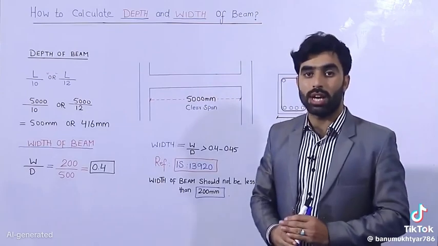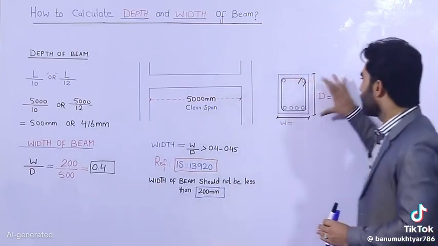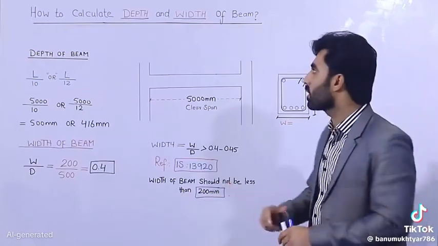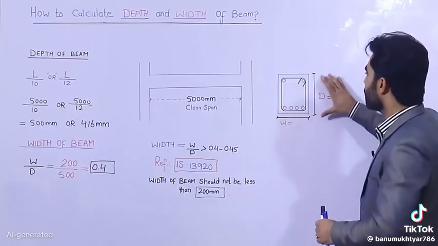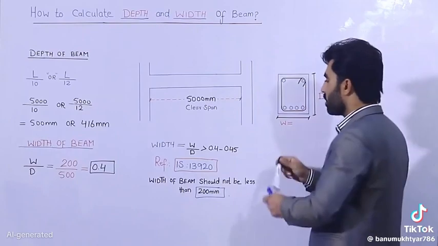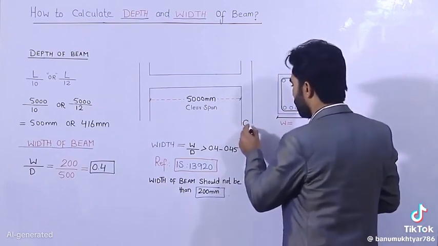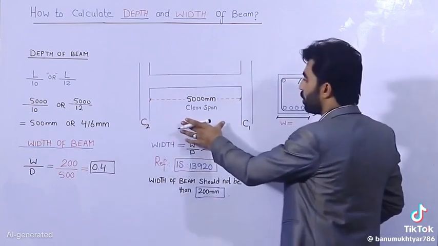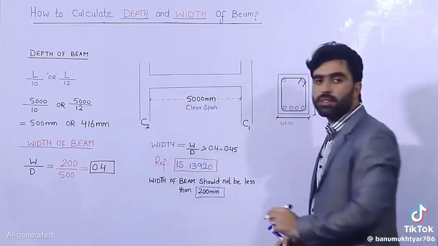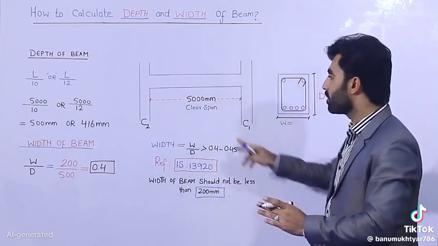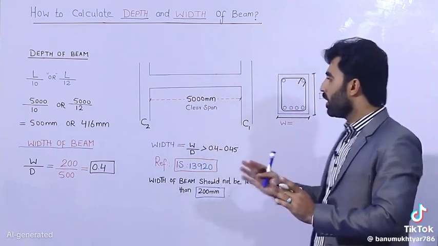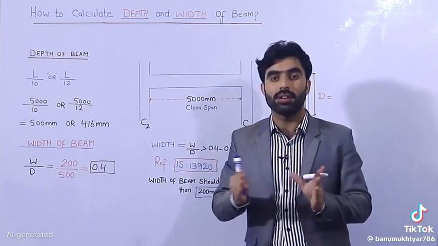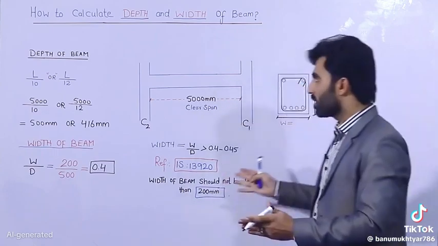Today in this short video lecture, I would like to guide you about depth and width of beam by thumb rule. So let's get started guys. As you can see, this is the section of beam and you can see this is column 1, C1, or you can say C2, column 2. And the clear span between two columns is 5000 millimeter or 5 meter. This is clear span. So if we have the span between two columns 5000 mm, what should be the depth and width of the beam? So let's get started guys.